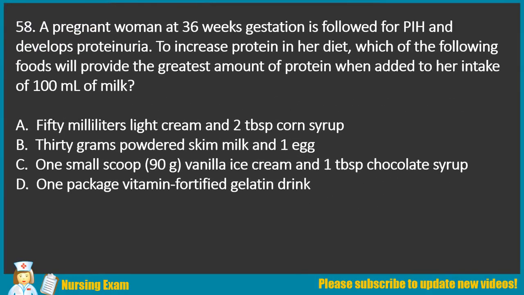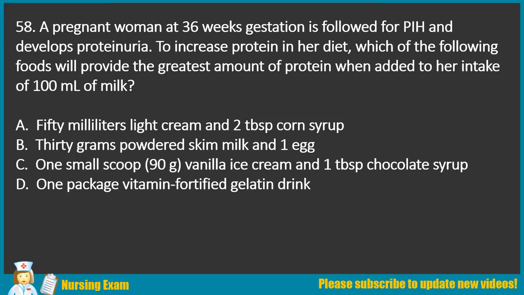Question 58. A pregnant woman at 36 weeks gestation is followed for PIH and develops proteinuria. To increase protein in her diet, which of the following foods will provide the greatest amount of protein when added to her intake of 100 milliliters of milk?